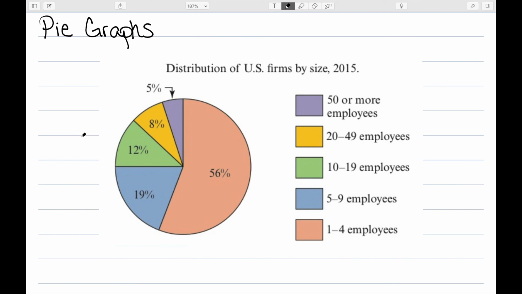This one looks at the distribution of US firms by size in 2015, so we can see that 56% of them had 1 to 4 employees, whereas 5% had 50 or more employees. So pie graphs are really helpful whenever we want to talk about percentages.